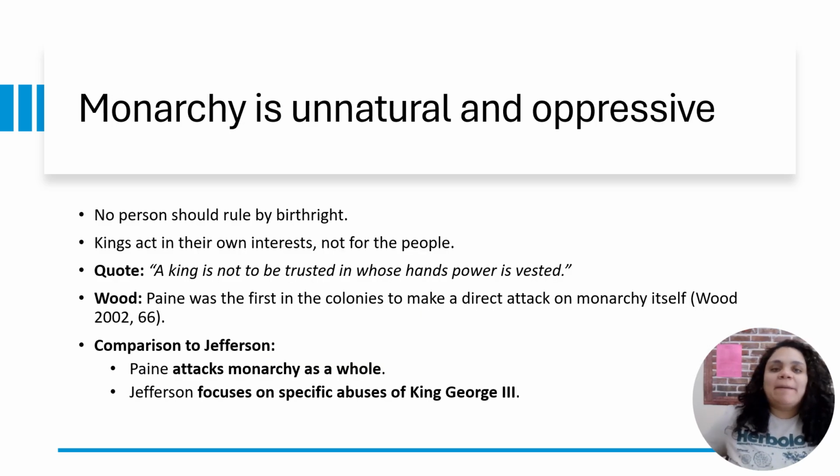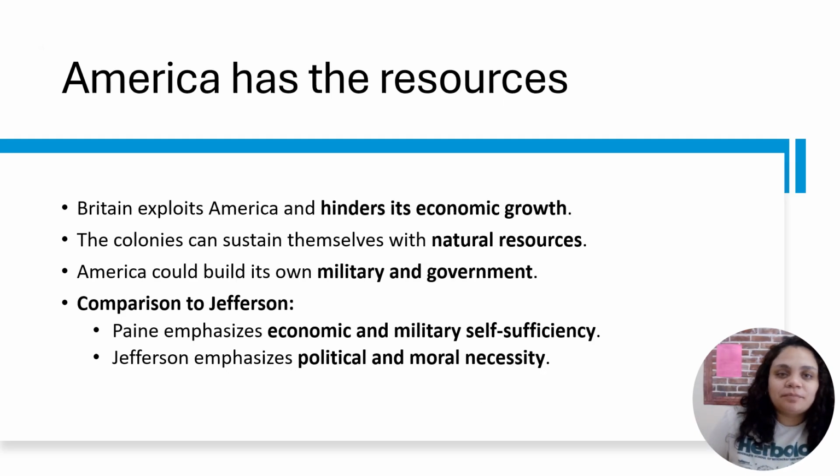The first point was that monarchy is unnatural and oppressive. Paine attacks the very idea of monarchy, arguing that no one should rule simply by birthright. He calls hereditary rule an insult to reason, stating a king is not to be trusted in whose hands power is vested. Wood notes that Paine was the first in the colonies to make such a direct and bold attack on the monarchy itself. Jefferson, in contrast, does not attack the monarchy as an institution, but focuses on specific abuses of King George III to justify independence.